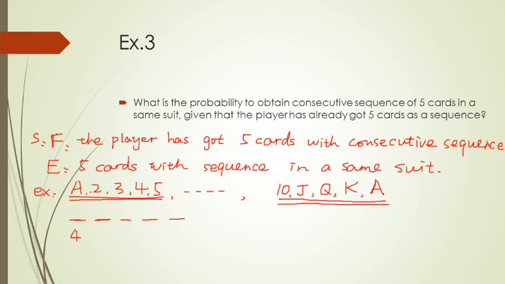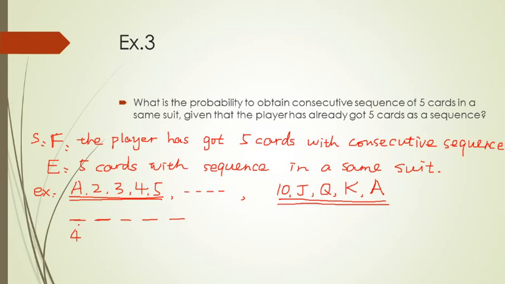I just list the numbers of the cards: A, 2, 3, 4, 5. This is just one hand of 5 cards. This is another 5. And you can have some others in the middle, like 4, 5, 6, 7, 8, like that. Okay? So is it clear?